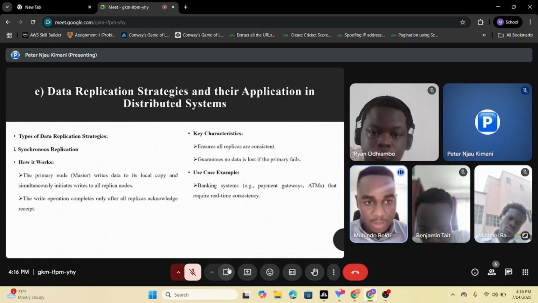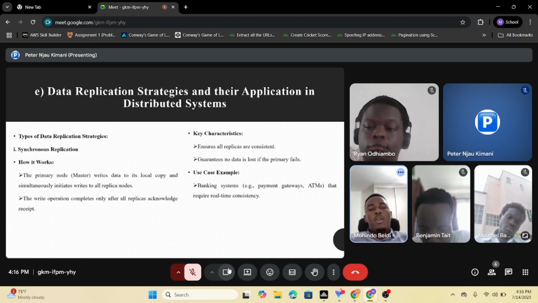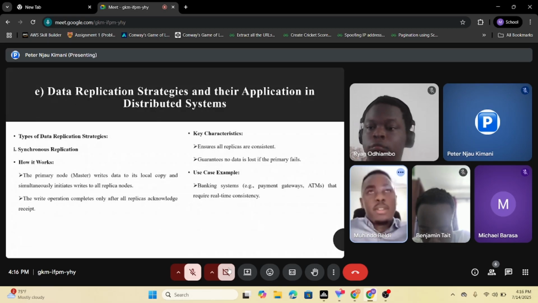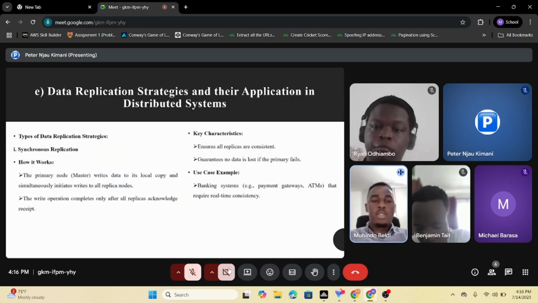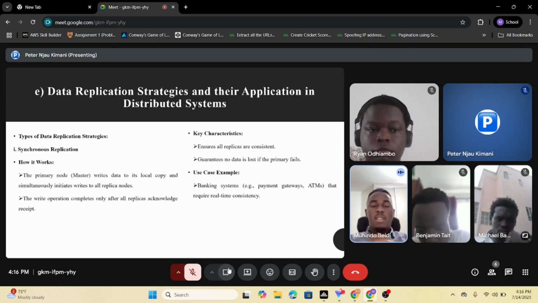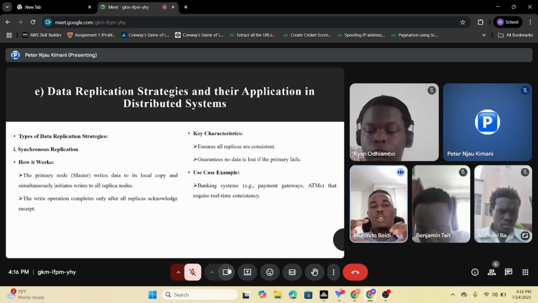Let's say in a banking system, consistency is absolutely critical. For example, when you withdraw cash from an ATM or perform a card transaction, the bank must ensure your account balance is updated in real time across all servers. If servers disagree or lose data, it might result in duplicate withdrawals or incorrect balances. Therefore, banks use synchronous replication to guarantee real-time consistency of financial data.